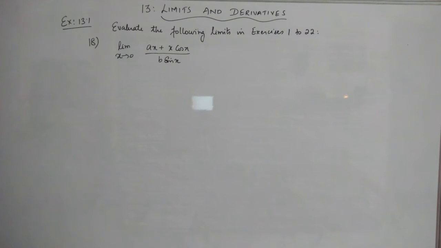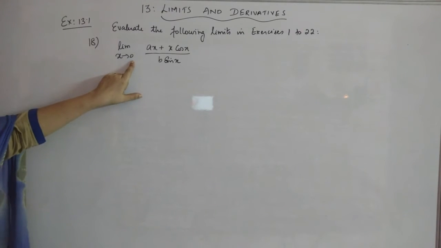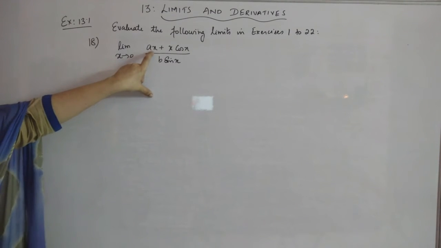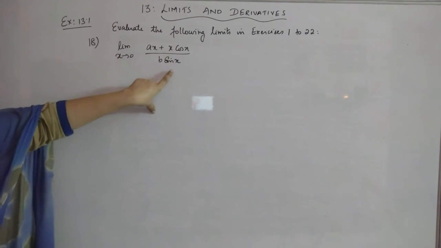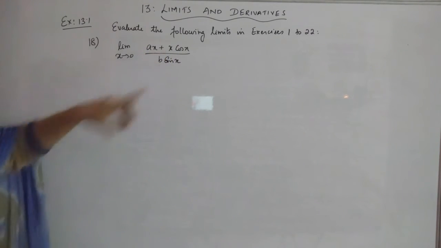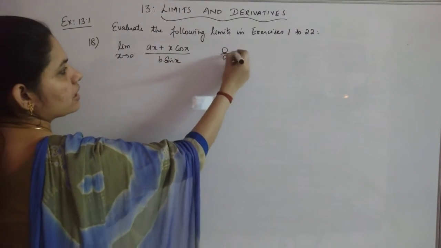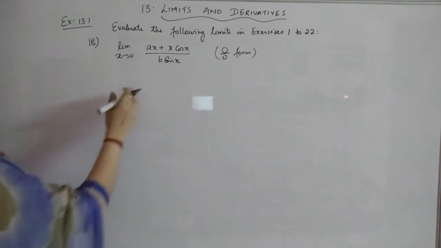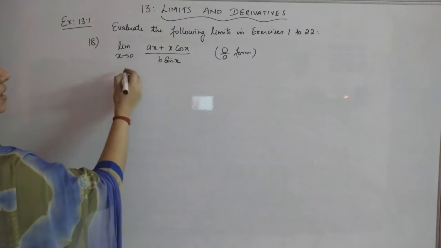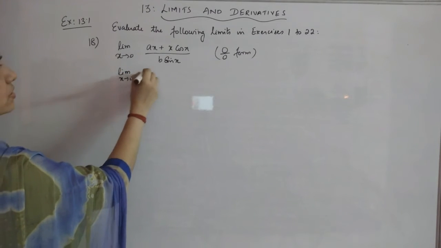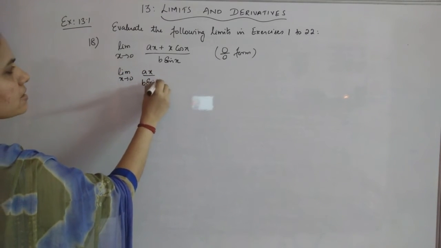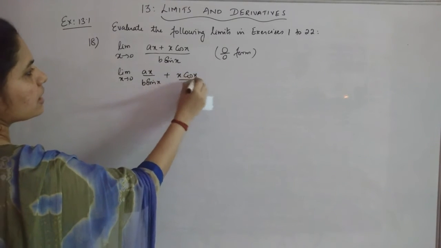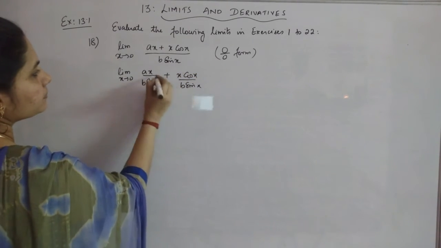Question number 18 is the limit as x tends to 0 of (ax plus x cos x) divided by b sin x. Again, if you replace x with 0, it will become 0 plus 0 divided by sin 0, which is 0. So you will get the 0 by 0 form, and the direct method cannot be applied here. So what we are doing is splitting the numerator over the denominator separately. That is, the limit as x tends to 0 of ax by b sin x plus x cos x by b sin x.